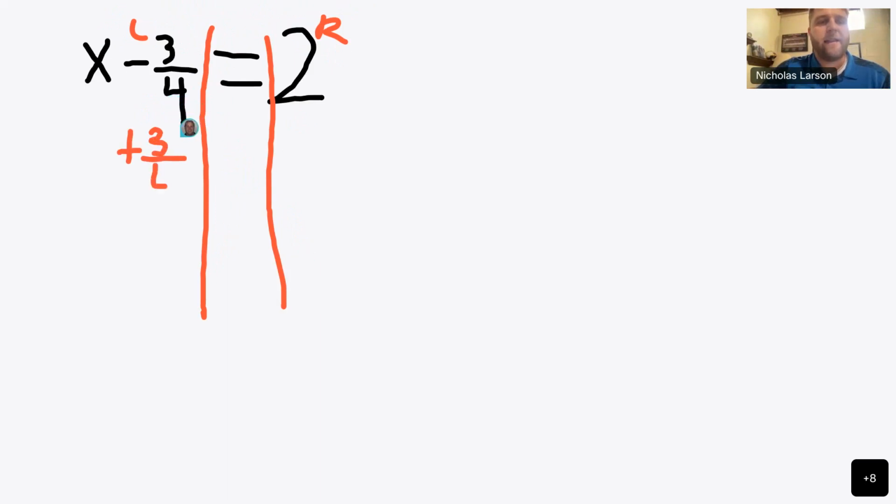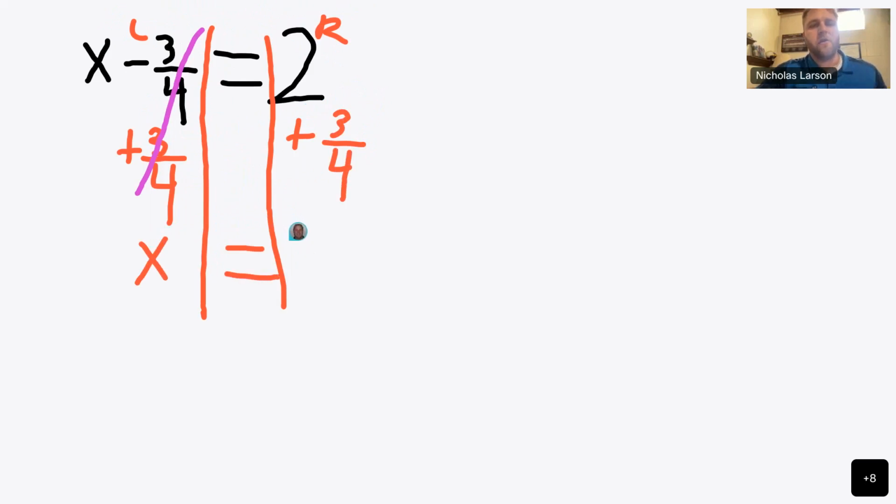So I'm going to add 3/4 on the left side, which is going to cancel these two out. But if I do it on the left side, I also have to do it on the right side. So all I'm left with on the left is x, and on the right, I have 2 plus 3/4. So 2 plus 3/4, this isn't quite 1, so I'm going to get 2 and 3/4.